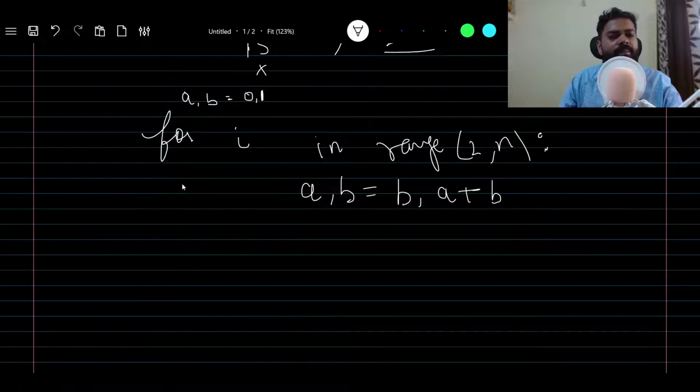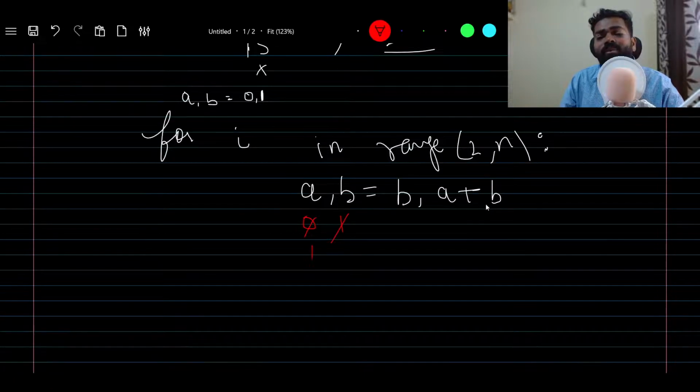Very good. Now what happens in the first iteration? For i in range 2 to n, right? A to B. So A is, let's say here, at this point A is 0 and B is 1. But now you have assigned A equals B. So this A has become 1 and this B has become A plus B, that is 0 plus 1. This has become 1.